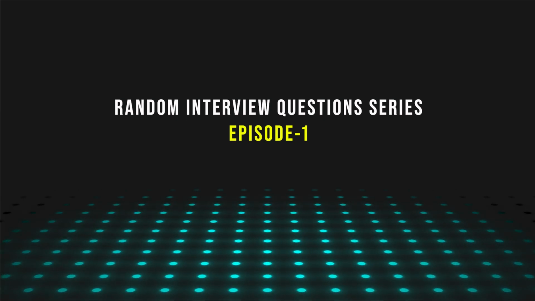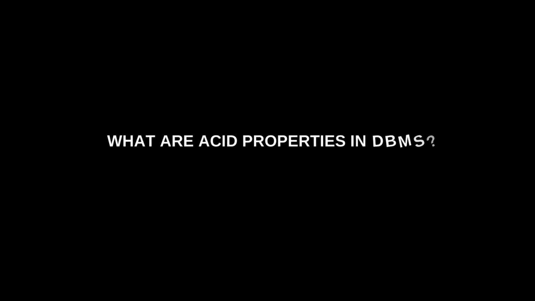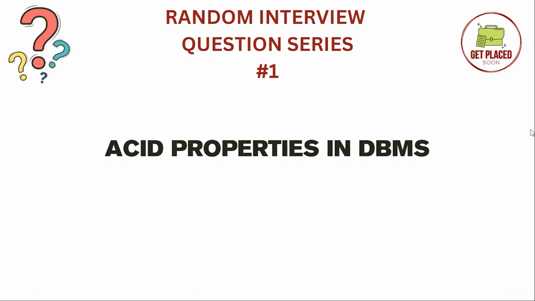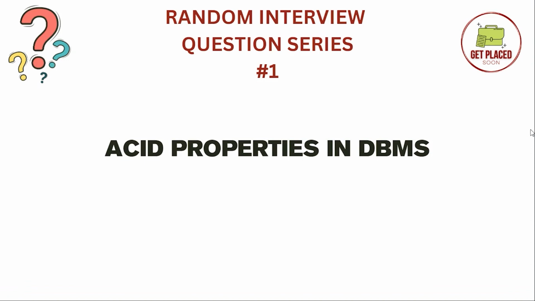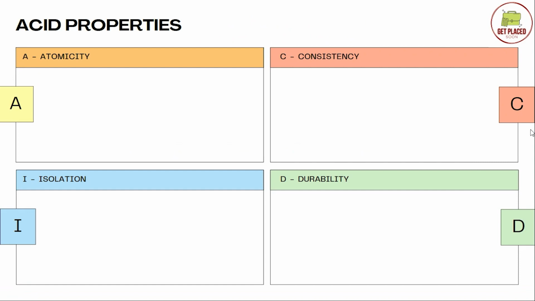Series Episode 1. We are going to discuss the interview question: what are ACID properties in DBMS? In the context of databases, ACID properties are the four properties that ensure database transactions are processed reliably. ACID is an acronym where A stands for atomicity, C stands for consistency, I stands for isolation, and D stands for durability. So A, C, I, D, all these are the four properties that one must follow to ensure the database runs efficiently, right?